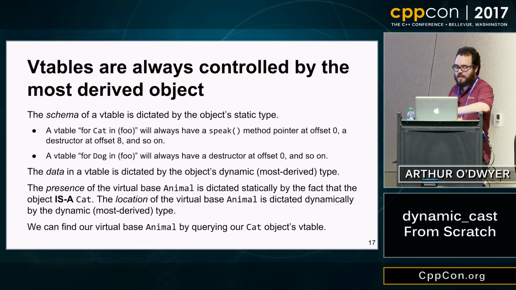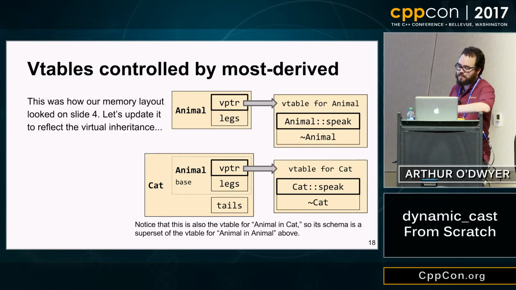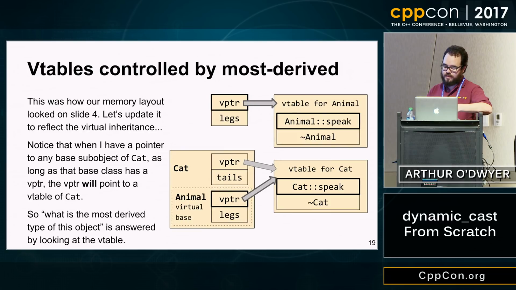So we should assume that we can find our virtual base animal by querying our cat object's vtable. All right. This is how our memory layout looked on slide 4. Let's update it, hopefully. Let's see, this is not virtual inheritance. This was regular inheritance. Here's virtual inheritance. Our animal virtual base has floated down to the bottom of the cat. And now, because animal is also a polymorphic type, it also has a v-pointer, right? So we have a v-pointer for the cat and a v-pointer for the animal. And they both happen to point to two vtables whose data is controlled by cat.